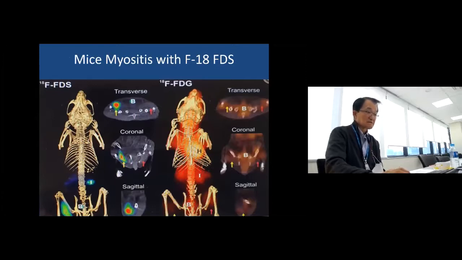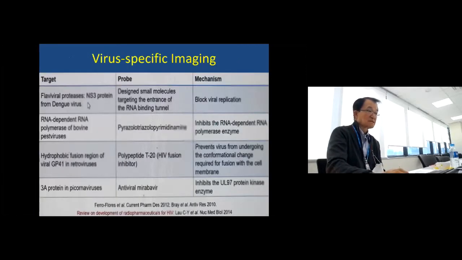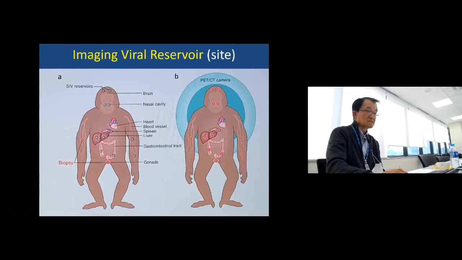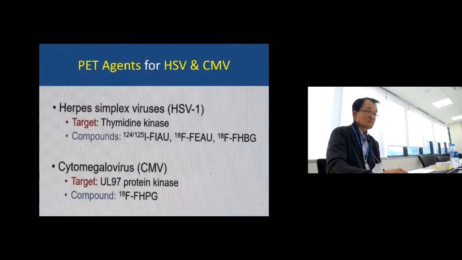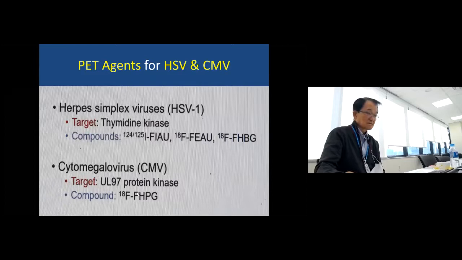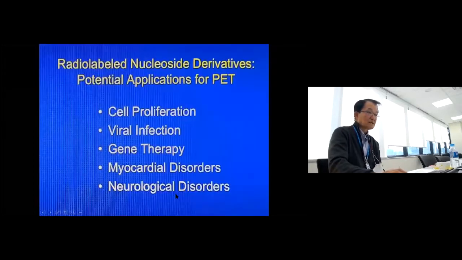This is another agent they reported in myositis, specific to inflammation. So virus-specific imaging utilizing protease, mostly RNA polymerase, and this kind of thing. This COVID virus, as I mentioned, needs some imaging, so at least we need the location to be precise. The herpes simplex virus has been labeled with nucleosides for direct DNA synthesis imaging. Cytomegalovirus has been also.